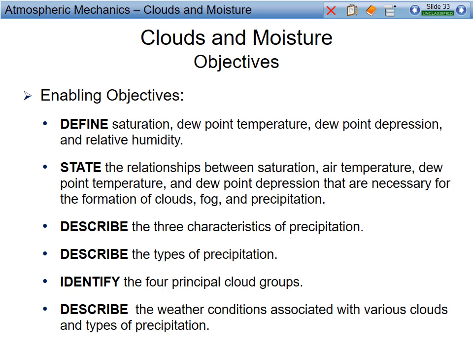Our next topic is clouds and moisture. These are the enabling objectives for this lesson.